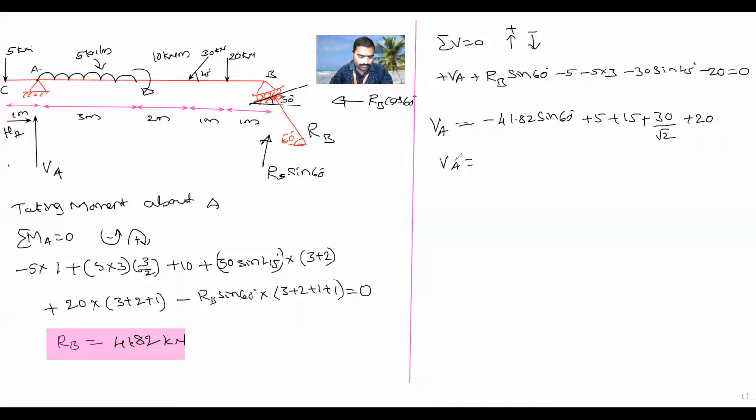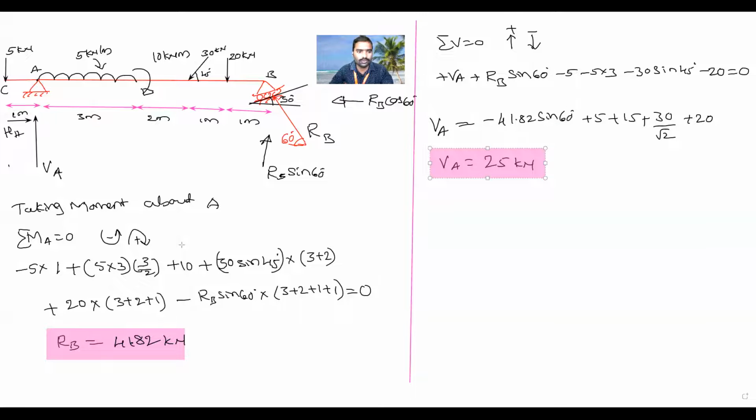Minus 70.68. Yes, any other? You just check it again. 4.99. 24.99. Yes. Those who are getting 4.99, that is plus 20 karne ka. So 24.99, that is equal to 25 nearly. Yes, sir. So 25 is the correct answer. Okay, so 25 is VA.